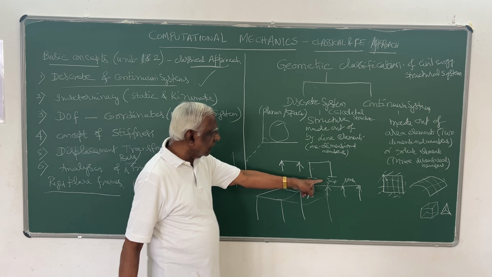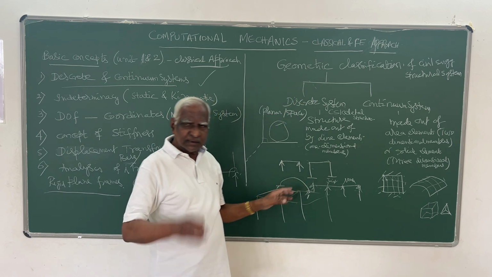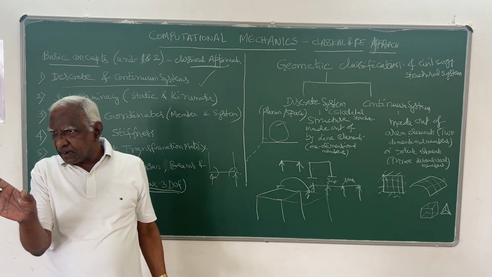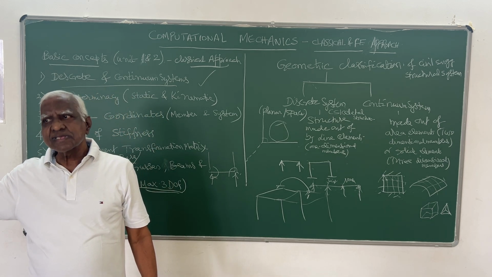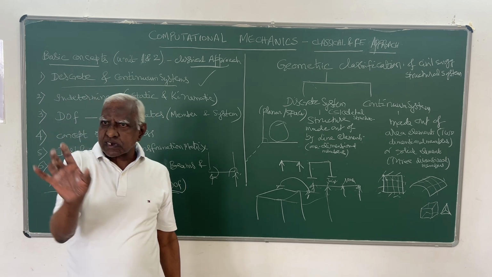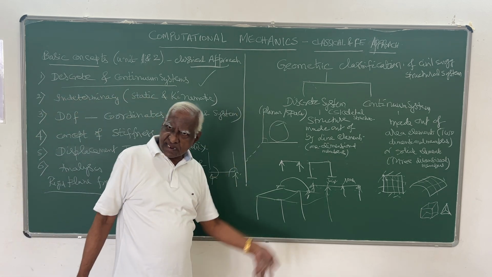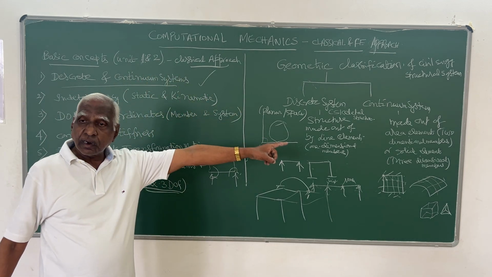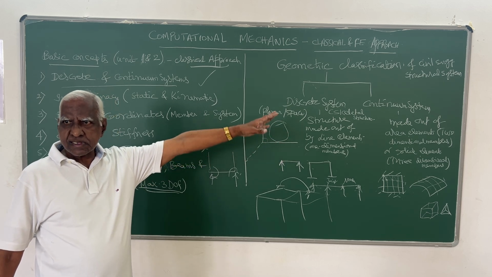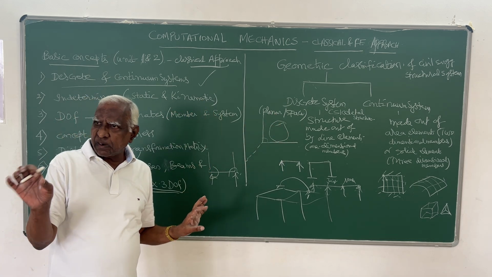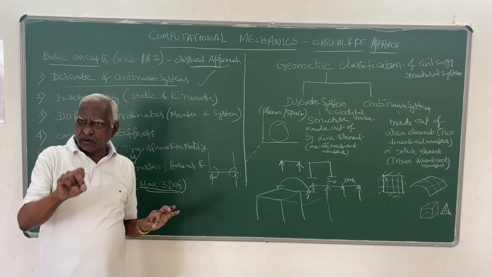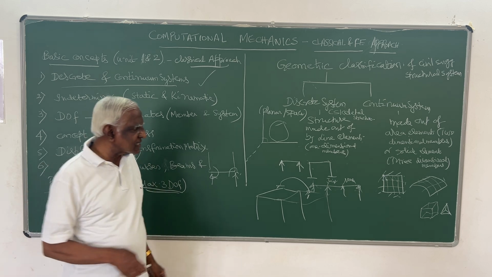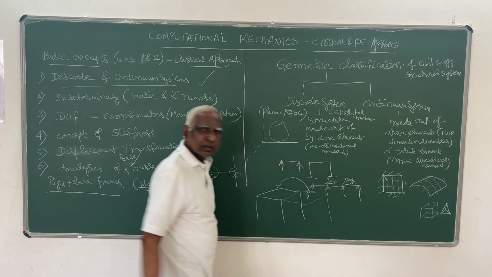So the structural system is discretized into a number of members or elements, which may be either line, area, or solid elements. If it is composed of only line elements, it is called a discrete structure. If it is composed of area and solid elements, it is called a continuum structure. And all these elements are considered to interconnect only at a finite number of points, which we define as either joints or nodes.